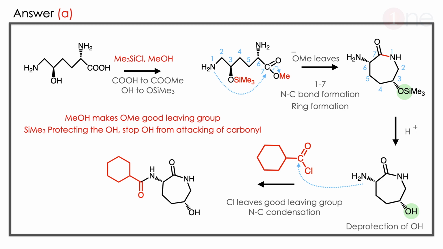Here you have to learn two things. One is that in COOH, OH is a poor leaving group. We make it a good leaving group by converting it into the ester OMe. Similarly, for the OH that is not to be involved in the reaction, we stop it from reacting by adding the trimethylsilyl group. So the trimethylsilyl group prevents side reactions.